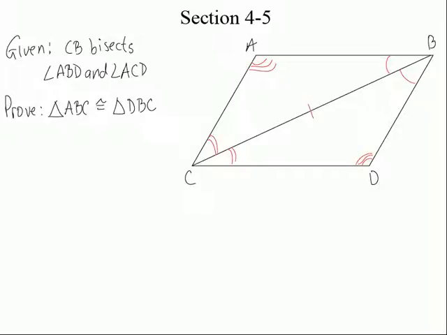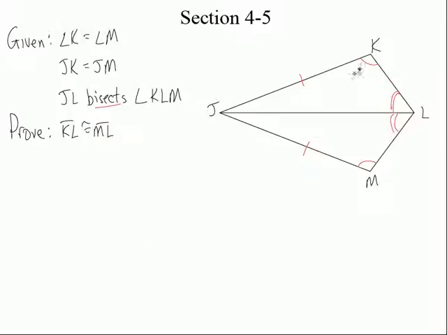Let's do another one. Sorry, I forgot to record this. Anyway, all I've done is just mark the stuff. I marked the 2 angles, the 2 sides. I marked these 2 angles because it says JL bisects angle KLM. All right, we good with that?